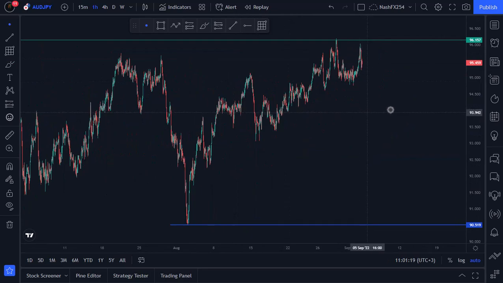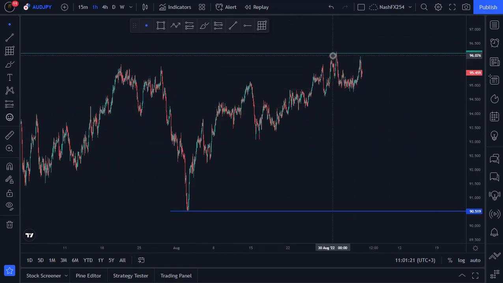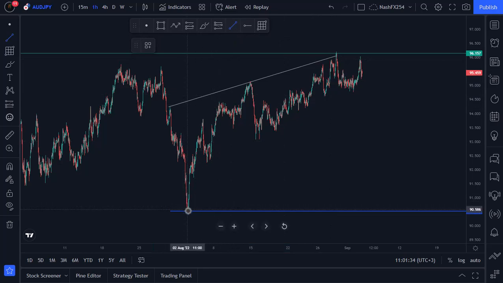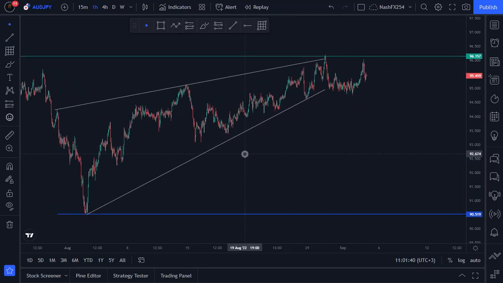Okay, so looking at it, we tapped the value area and we pushed to the downside, and then we retraced back in. So if I'm to come up with a pattern over here, it's the same as Euro Yen. This is the same as Euro Yen, it's only that this one is a bit more symmetrical than Euro Yen.